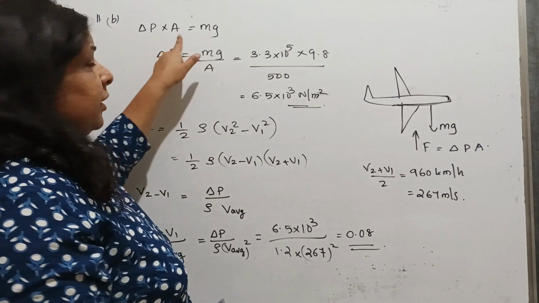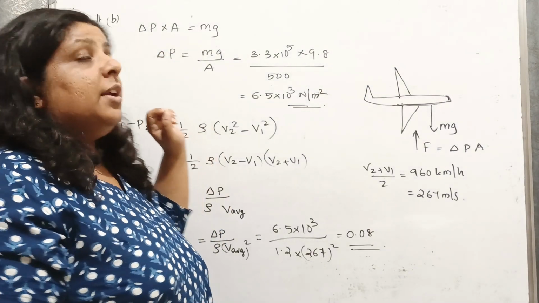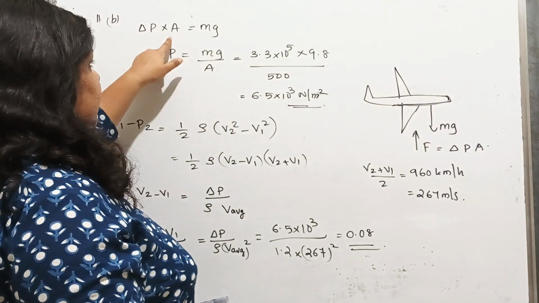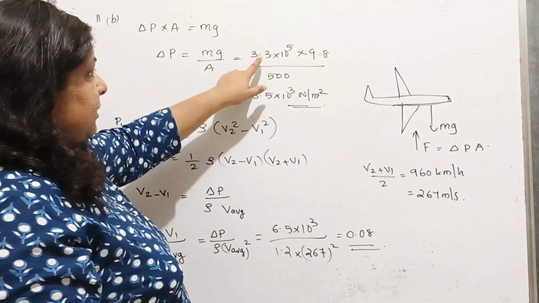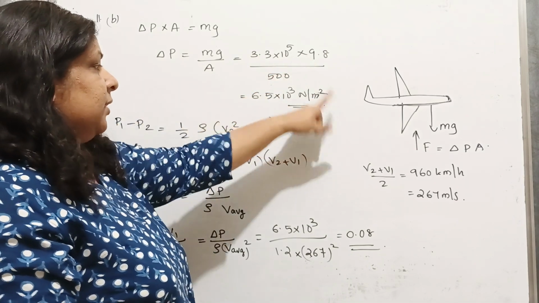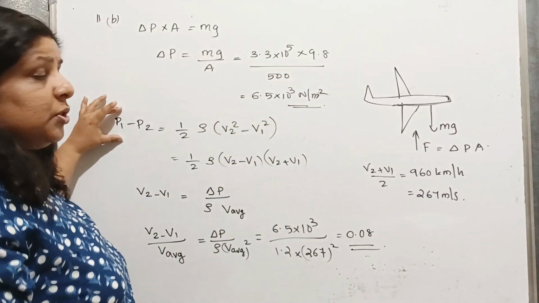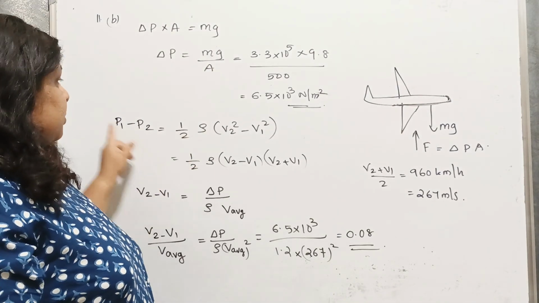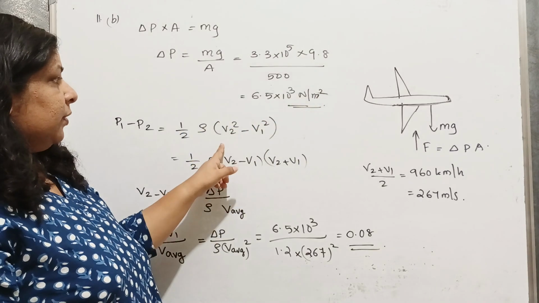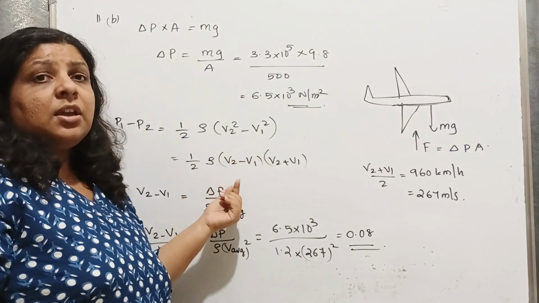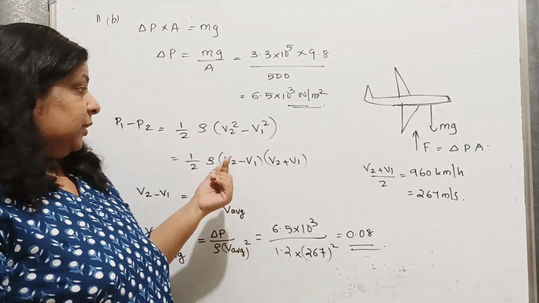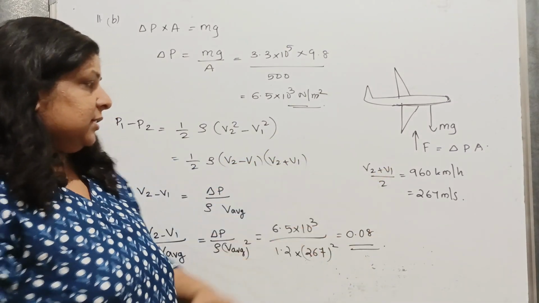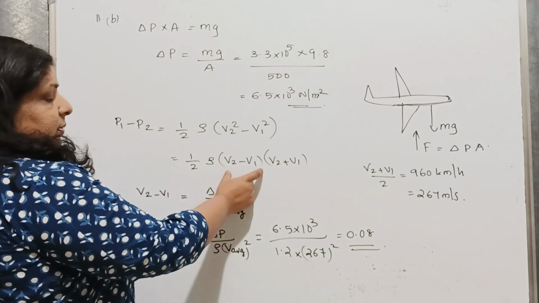So as I said, the downward force is equal to mg, which is balanced by the upward force delta P into area. So delta P you can find as mg by area. Mass is given, g gravity, area is 500, you will get delta P. So that delta P you will substitute in the Bernoulli's theorem. P1 minus P2 is half rho (V2 square minus V1 square). So this P1 minus P2 is this value. Now V2 square minus V1 square you can put it as (V2 minus V1) into (V1 plus V2). So (V1 plus V2) by 2, that is the average velocity, which is given as 960. So this V2 minus V1 is what we need.